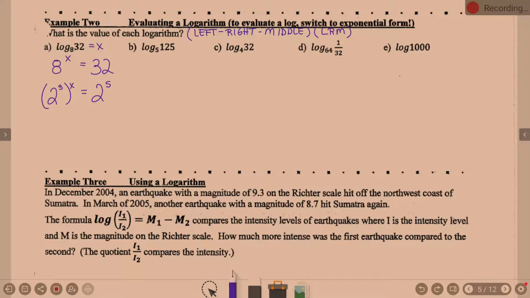Now, first of all, 2 to the third raised to the x. Do you remember how to raise a power to a power? In order to raise a power to a power, we just multiply. And 3 times x is 3x. So the equation I now have is 2 to the 3x equals 2 to the fifth.